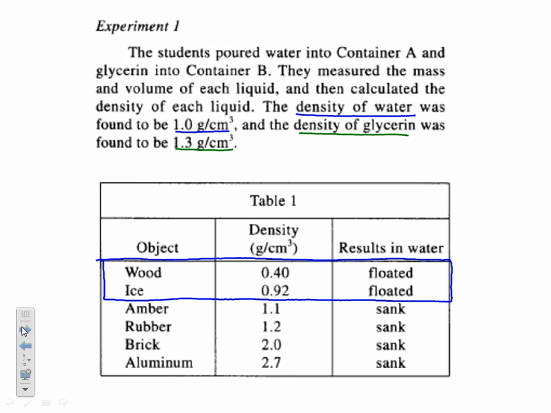According to table 1, wood floated with a density of 0.4 grams per centimeter cubed, and ice floated with a density of 0.92 grams per centimeter cubed. Amber sank with a density of 1.1 grams per centimeter cubed. Wood and ice have densities that are less than 1 gram per centimeter cubed, which is the density of water. The best answer is A. The objects that had floated had densities that were less than the density of water.